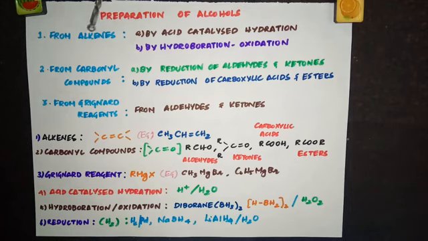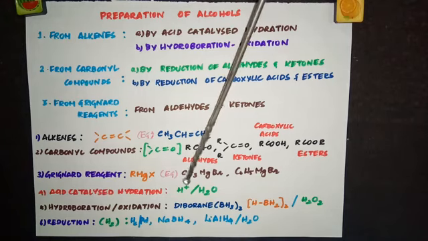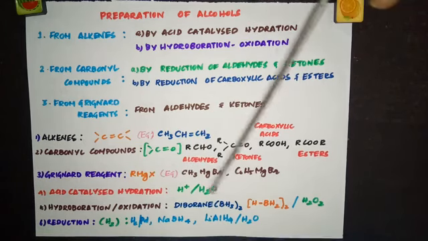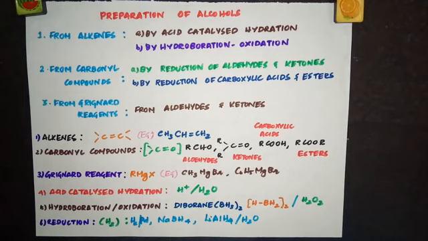You can prepare alcohols from alkenes by acid catalyzed hydration. What is hydration? When you treat a compound with water, then we call that process hydration. And what is acid catalyzed? If a reaction is catalyzed by the presence of H plus or acid, then we call that acid catalyzed. So what is acid catalyzed hydration? You're going to use H plus and H2O. So if you treat alkenes with these two, you're going to end up with alcohols.